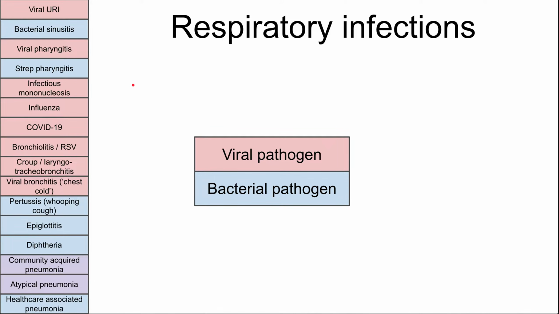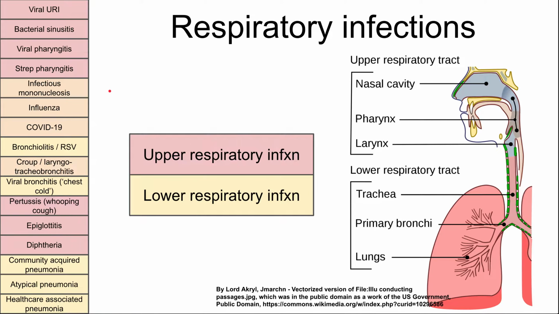So some are caused by viruses, those are the ones in red. Some of them are caused by bacteria, those are in blue. Some of these, like community-acquired pneumonia and atypical pneumonia, can be caused by either viruses or bacteria, whereas others, like the flu or like mono, are always caused by viruses. You can group them according to their location.